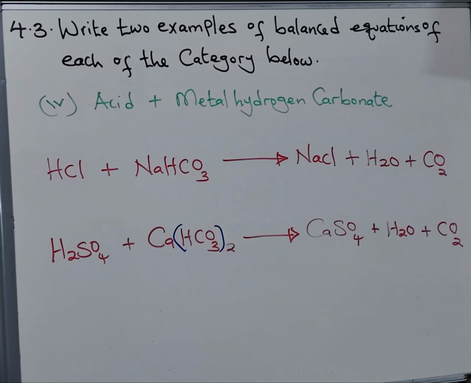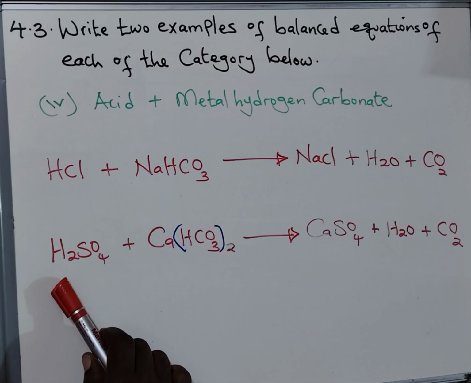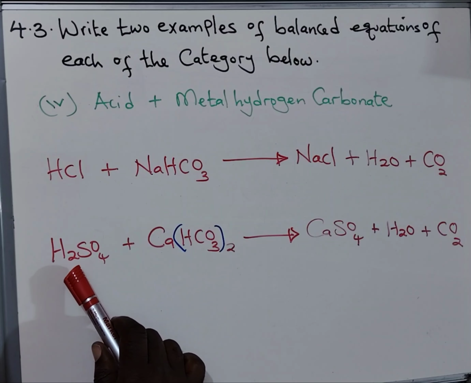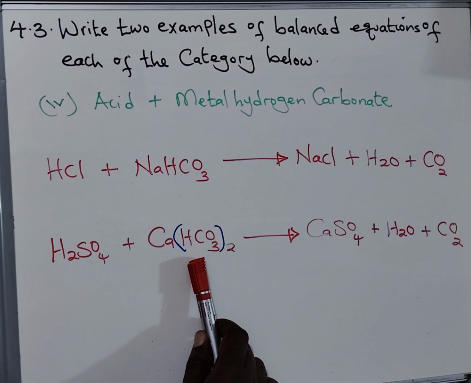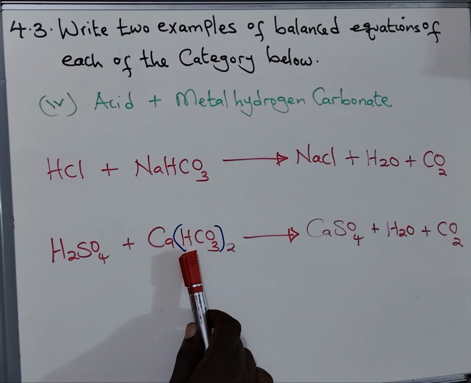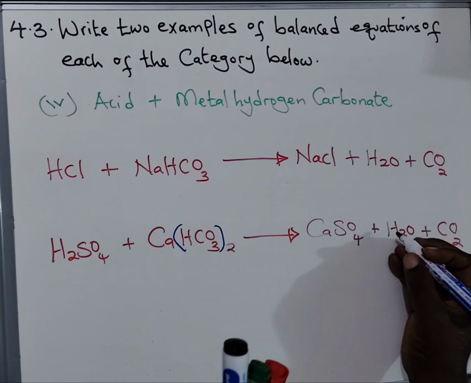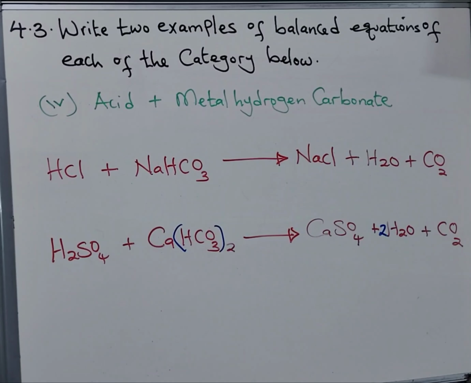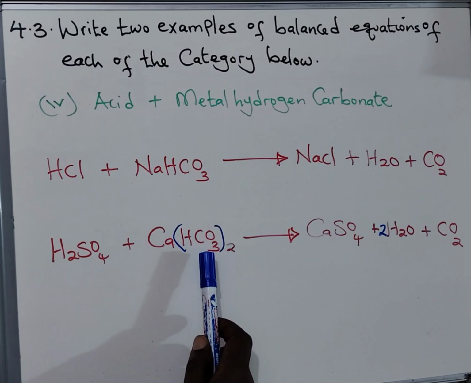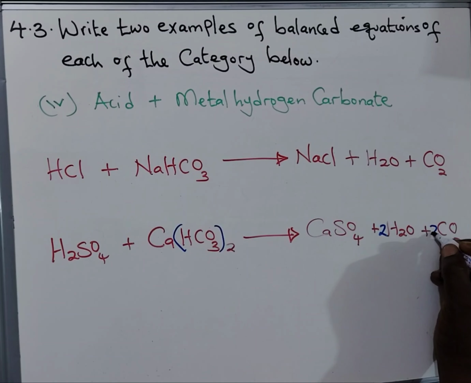Then you go ahead to balance. Let us look at here. You have calcium 1, 1, sulfate 1, 1, then hydrogen 4. Yes, this is true. And this is 2. If it's 4 this side and hydrogen is 2, it means that we are missing a 2 here. And carbon dioxide, carbon is also 2, so we are missing a 2 there.